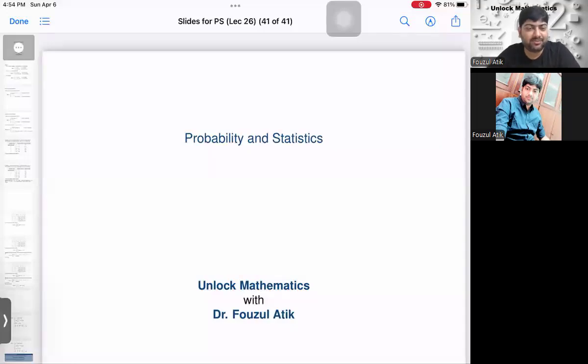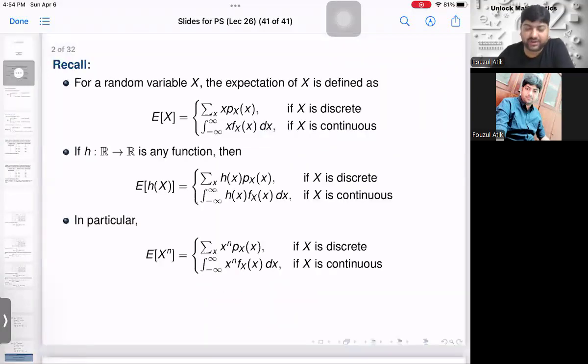Hello everyone. I'm giving a series of lectures for the course Probability and Statistics, and we are in the joint probability distribution chapter. In the case of a single random variable, we have seen the probability mass function and density function. Then we discussed the expectation of the random variable and the variance of the random variable. Now we'll discuss these things for the case of a joint probability distribution. So let us recall what we already know.